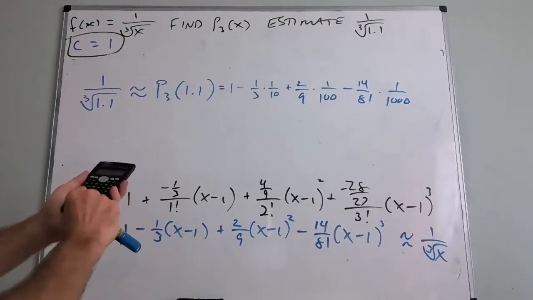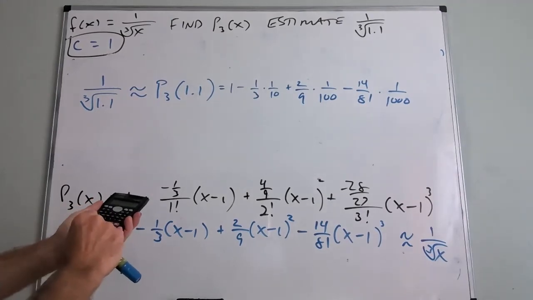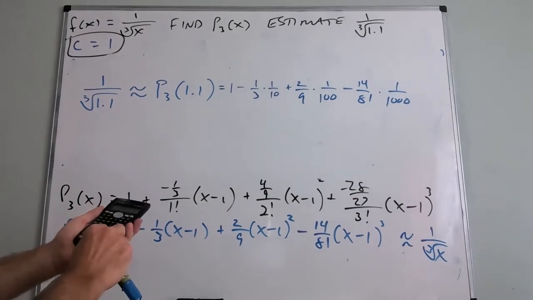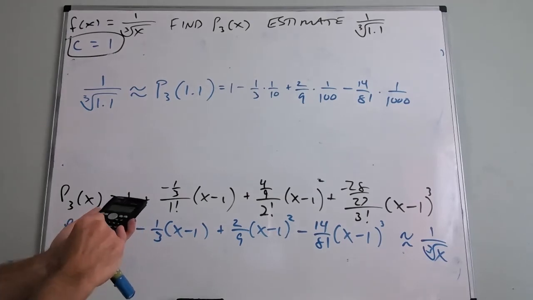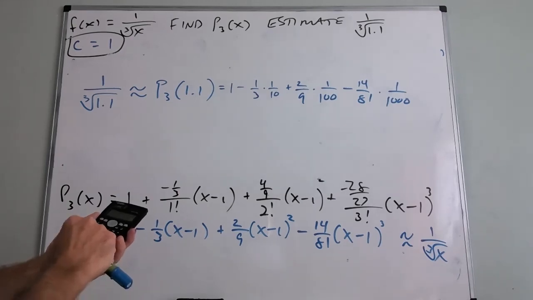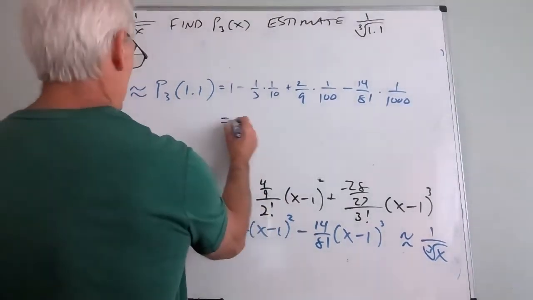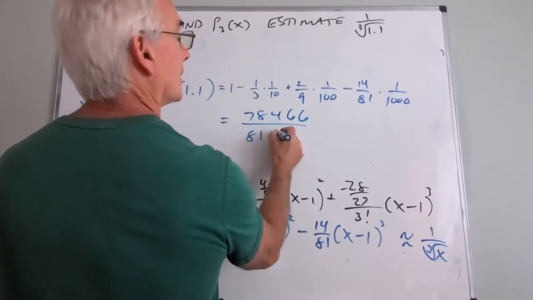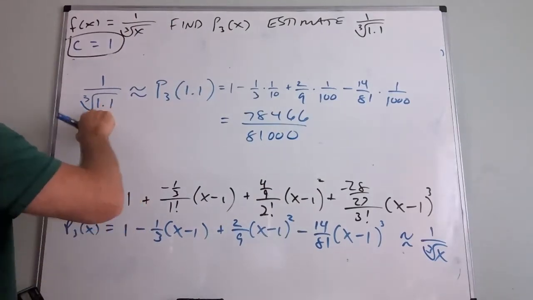I actually want to do that, okay? With a cheap calculator. And that should give us an estimation of what 1 over the cube root of 1.1 will equal. Exactly. All right, so let me write this down. With my cheap calculator, this is equal to 78,466 over 81,000. Yeah, I can reduce that a little. I just used a common denominator, which made it easy. Okay. This could be estimated by this.